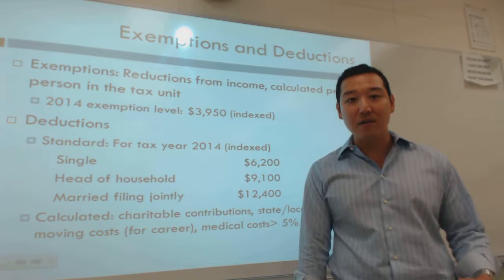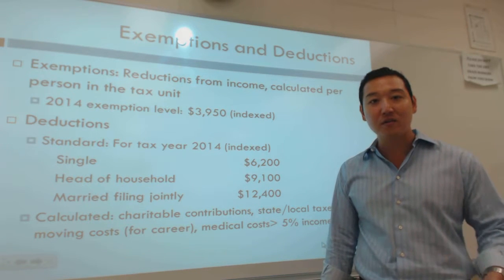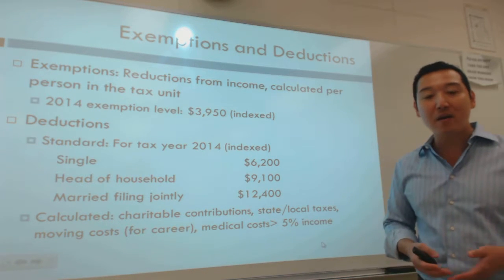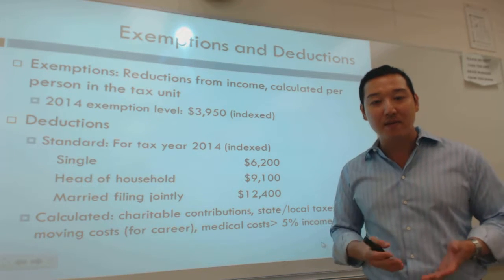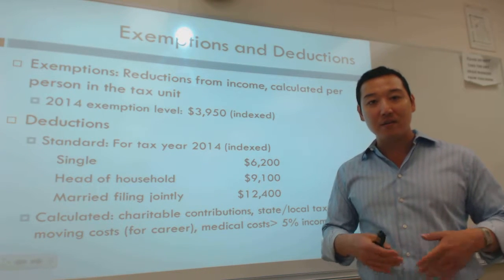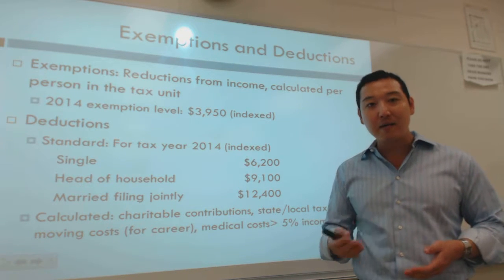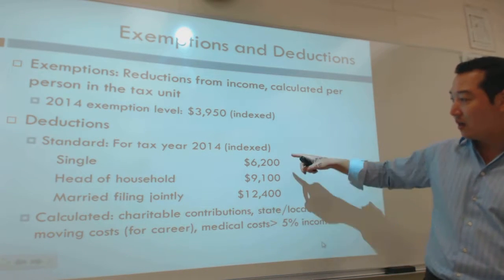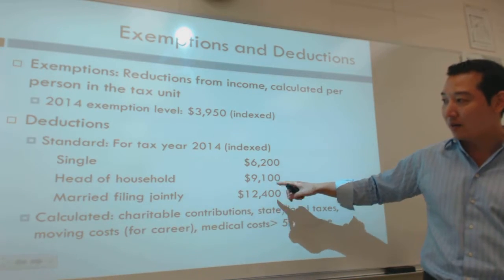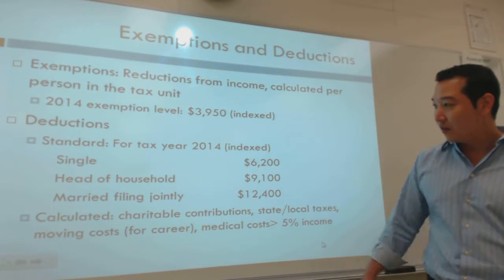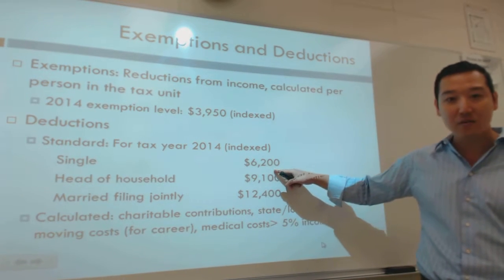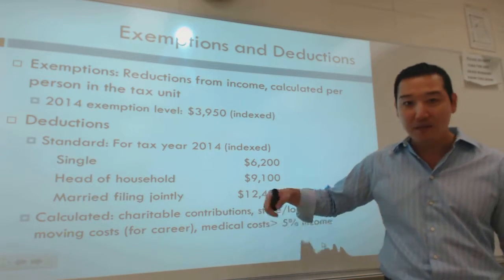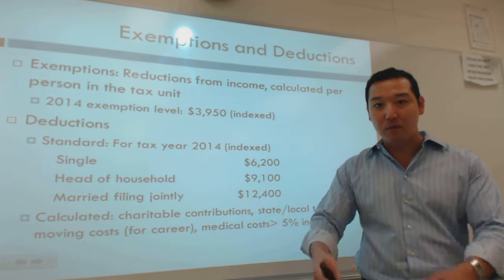And then you have your standard deductions. These are further reductions in your taxable income that Uncle Sam is essentially giving you. This is dependent not on the number of people in the filing unit, but on the type of filing unit. So how you file your taxes, whether as a single individual, a head of household, or a married couple, you're entitled to different standard deduction amounts. You can see here the different standard deduction amounts depending on how you actually file your taxes. For a single individual, you're entitled to a $6,200 standard deduction amount for 2014. A little more for a head of household if you have dependents, the government will give you a little more of a break here.